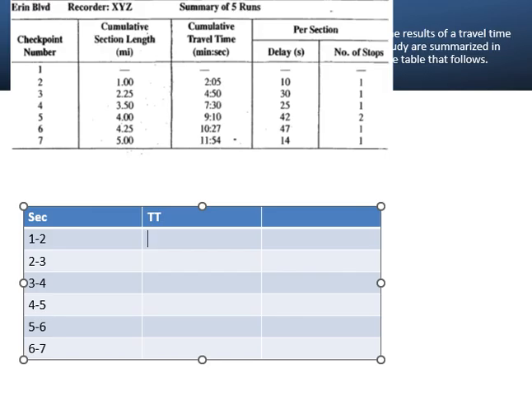Between point 1 and 2, the travel time is 2.05, right? Between 1 and 2? Not 2.05, sorry. 2 minutes 50 seconds. Oh, sorry, 2 minutes 5 seconds. 2 minutes 5 seconds, right? Is 2 minutes 5 seconds equal to 2.05? Yes? No? Okay.